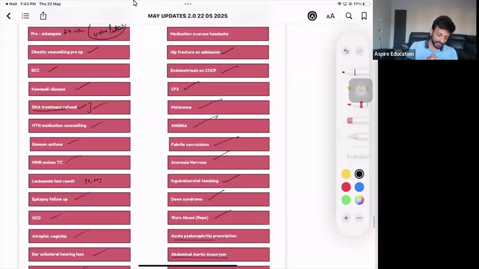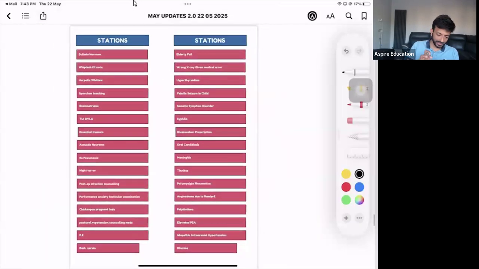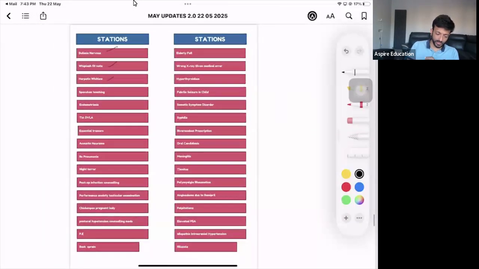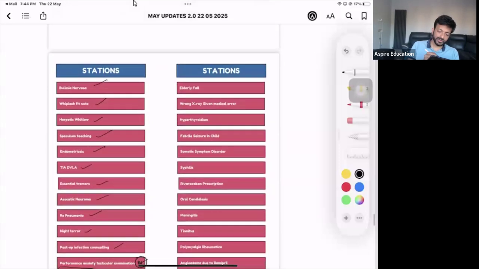Yeah. Okay, so this was the 19th, and this is before the 19th. We had an exam on the 16th. So these are for the 16th as well. Bulimia, whiplash, herpetic whitlow, speculum teaching, endometriosis, TIA, essential tremors, acoustic neuroma, pneumonia, night terror, post-op infection counseling, performance anxiety. So guys, this performance anxiety scenario is nowadays coming with the testicular examination, where the testicular examination is actually normal. So don't get anything wrong there. Chickenpox and pregnant lady, postural hypotension, PE, back sprain. Here you got elderly fall, wrong axis.